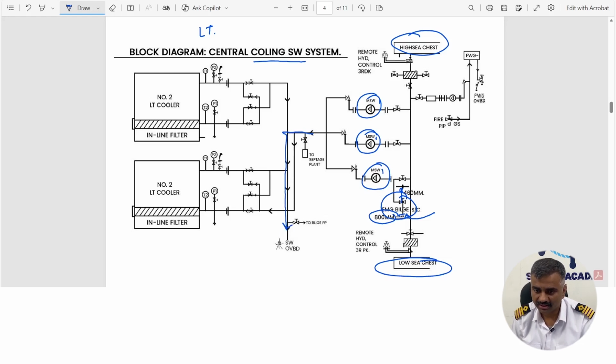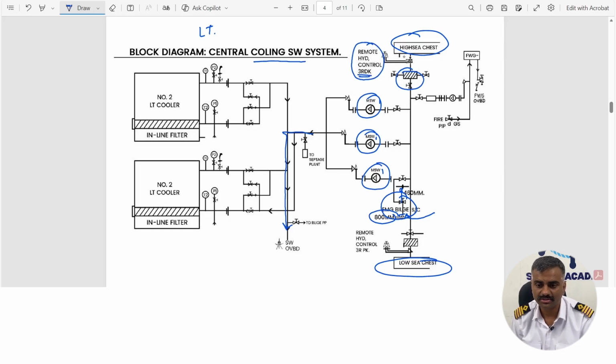Now first comes the strainer. From the strainer the line goes into the main seawater pump, either from the low sea chest or high sea chest. There is a remote hydraulic control valve that is operated from the third platform.